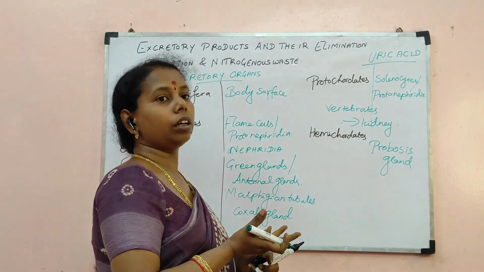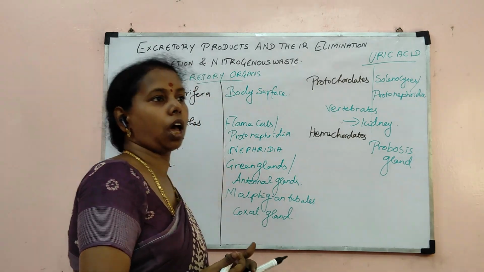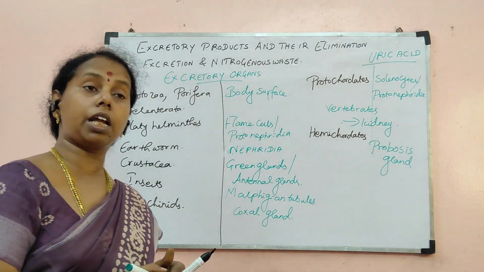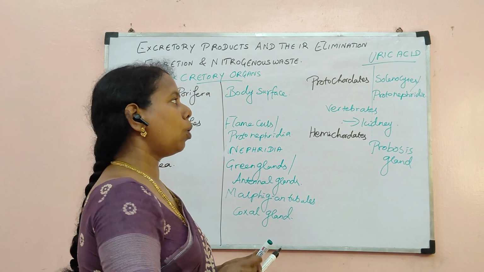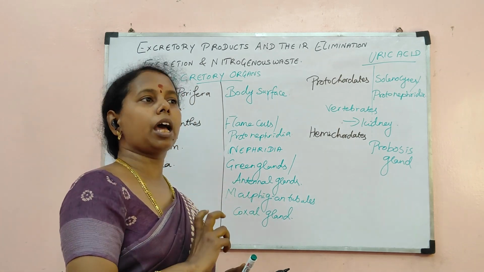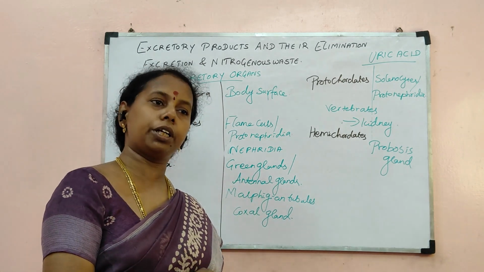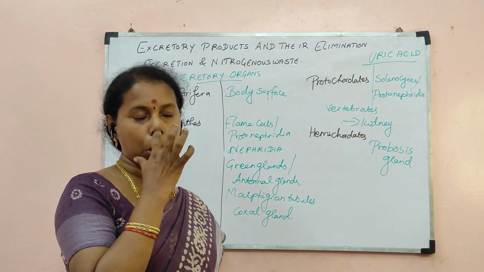Either they may ask the organ or they may ask which organism excretes through proboscis gland. Can be a possible question. I hope you understood. If you make a small tabular column and stick it in your book itself, it will be easy for you to revise also.